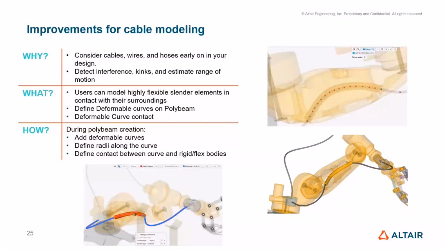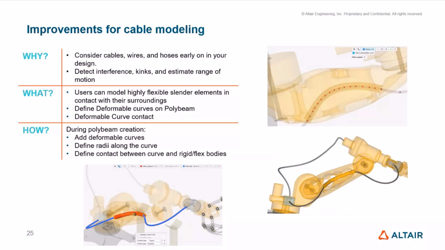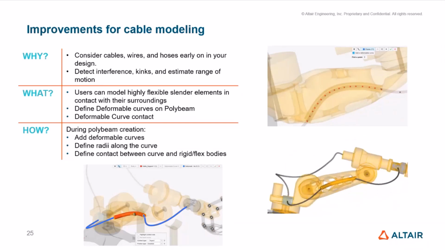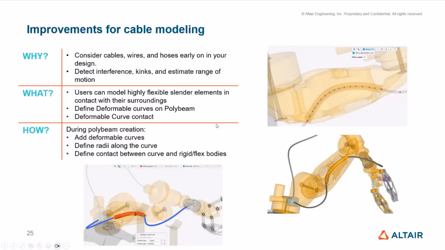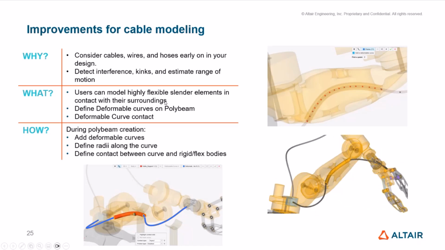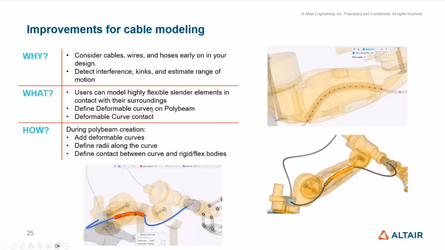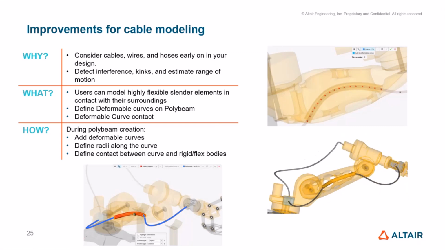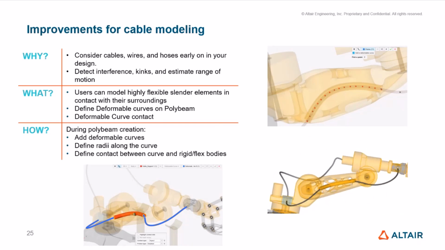First, there are a couple of enhancements that assist modeling cables, slender elements such as cables, wires, and hoses. Motion View added support for Motion Solve's deformable curve contact, as well as the radius for the deformable curve. Combined with Motion View's polybeam feature, these highly flexible elements can be modeled to study interference and range of motions much earlier in the design.